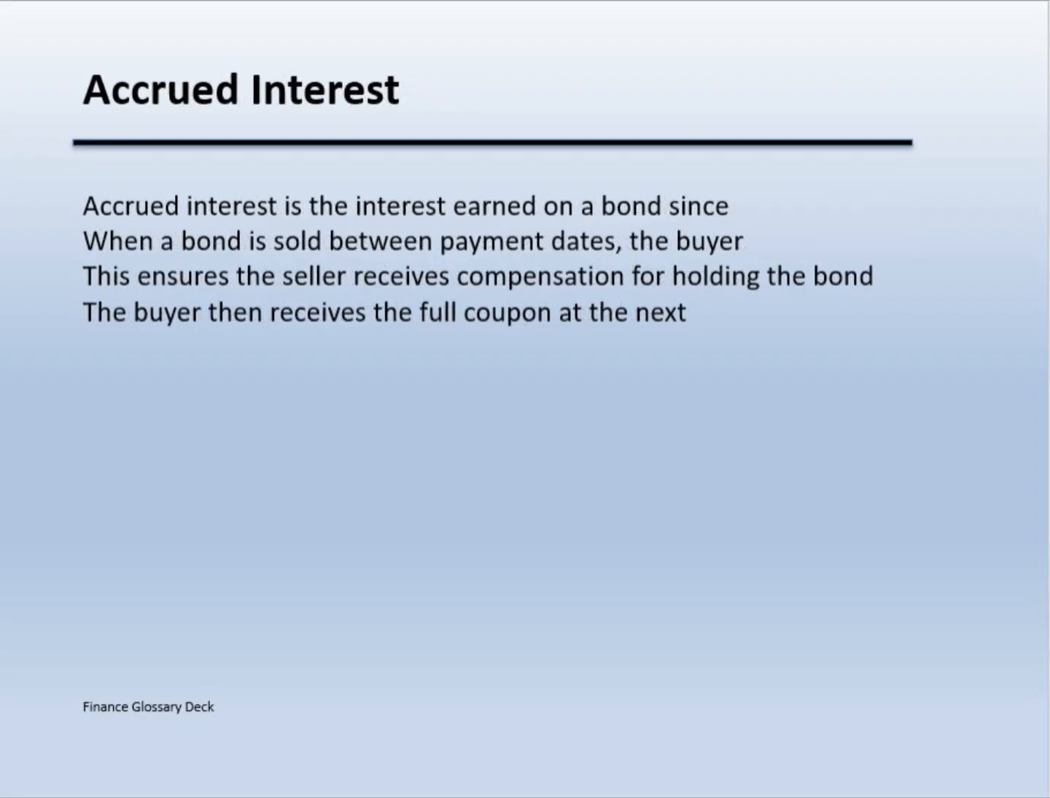Accrued interest is the interest earned on a bond since its last coupon payment. When a bond is sold between payment dates, the buyer pays the seller this accumulated interest. This ensures the seller receives compensation for holding the bond. The buyer then receives the full coupon at the next payment date.